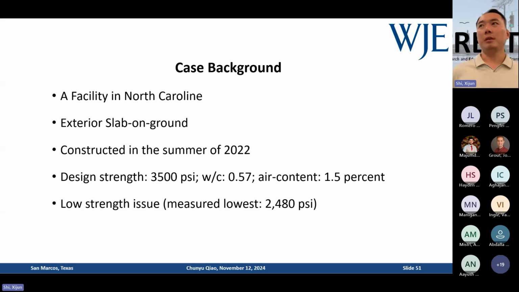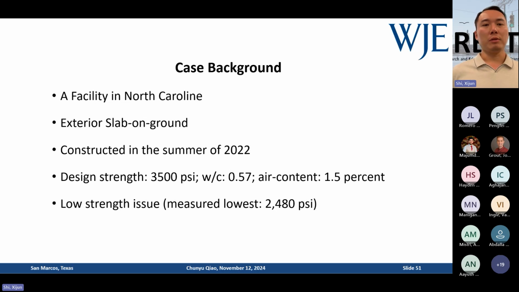So after the construction and placement, they experienced some low strength issue. For a slab on ground, non-structural, they normally design, let's say, 3,500 PSI. That's pretty normal. The water-cement ratio is fairly high, 0.57, and air content 1.5. In North Carolina, it doesn't require a lot of air entrainment because freeze-thaw cycles are not that dramatic over there.